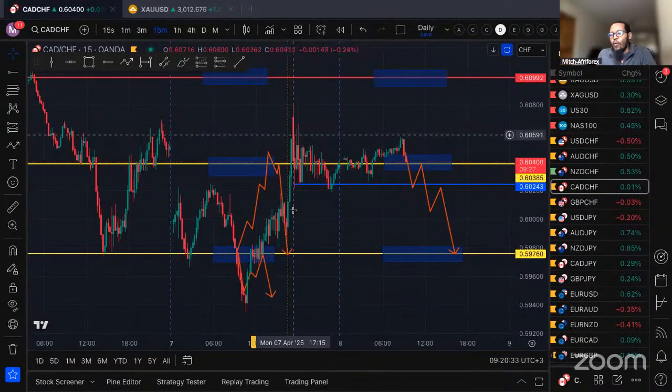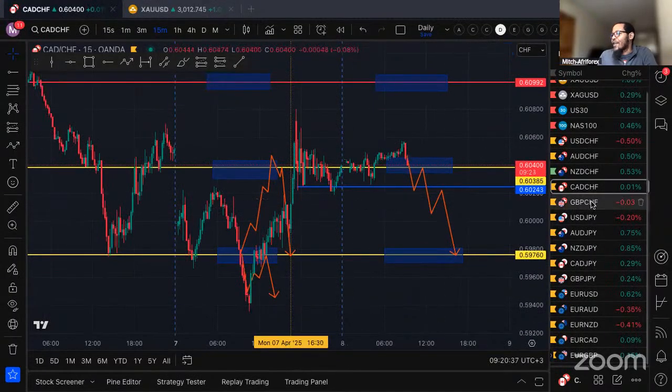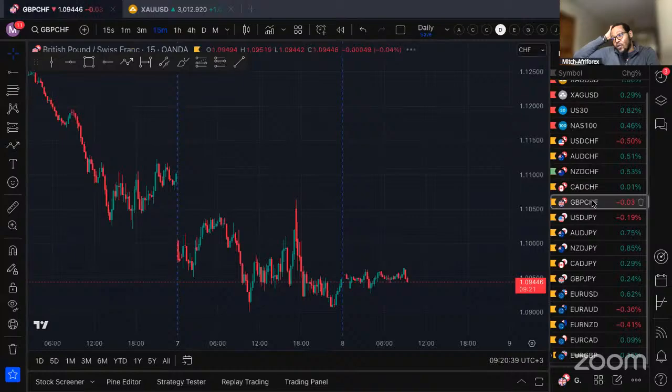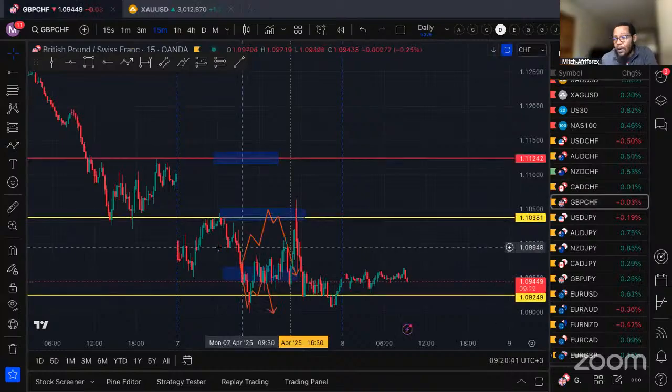So hopefully the game plan is clear and what we're looking at doing on the Canadian dollar against Swiss franc as we move on to the next Swiss franc pair. So right here, we have the British pound against the Swiss franc. And yesterday, our bias was to look for selling opportunities.